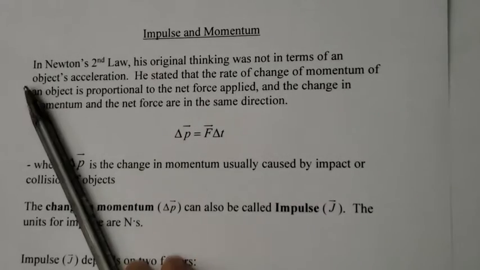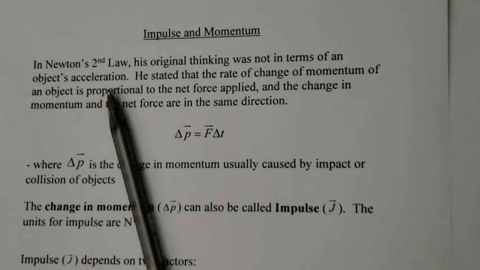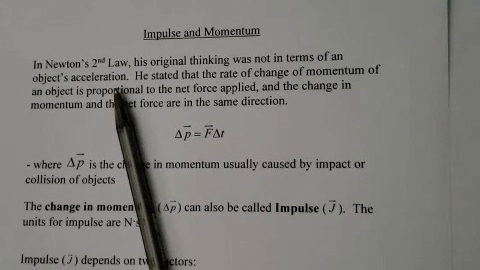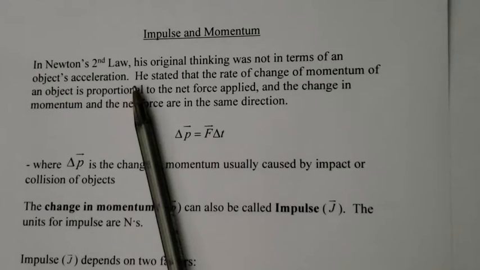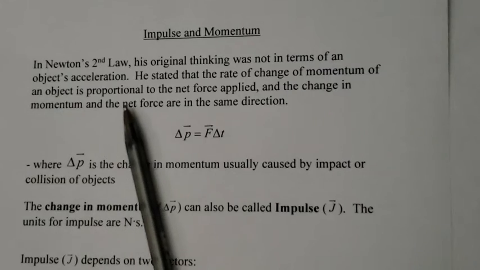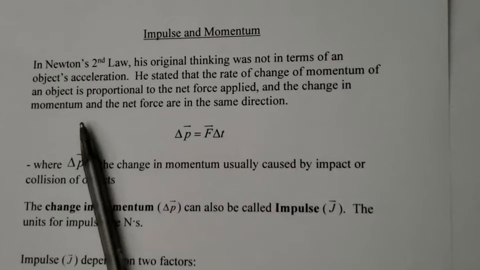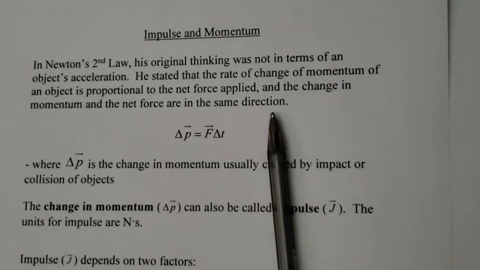Impulse and momentum. In Newton's second law, his original thinking was not in terms of an object's acceleration. So far we've learned that F net equals ma, but there's a little more to it. Newton stated that the rate of change of momentum of an object is proportional to the net force applied, and the change in momentum and the net force are in the same direction.